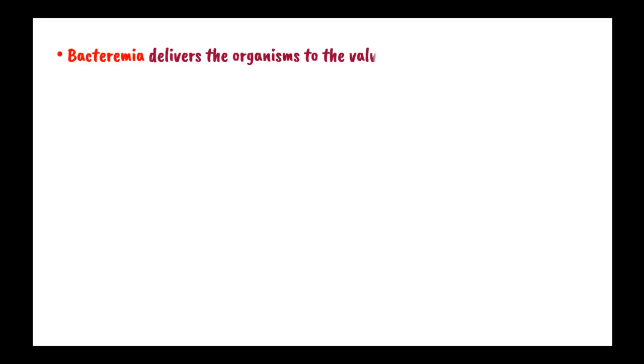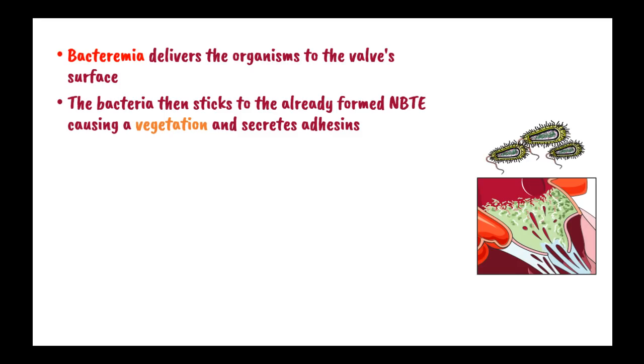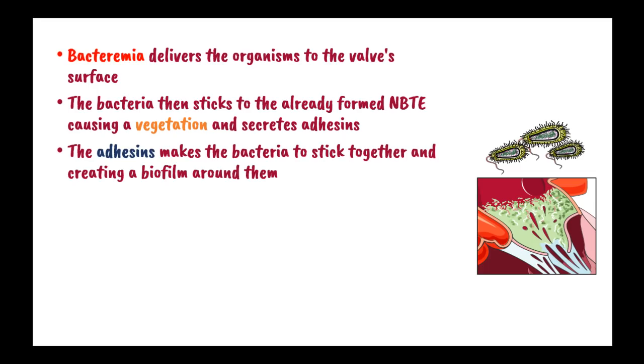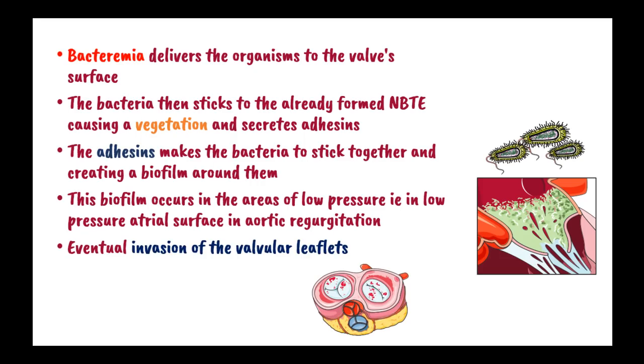Bacteremia delivers the organism to the valve surface, and the bacteria then stick to the already formed nonbacterial thrombotic endocarditis, causing vegetation and secreting adhesions. The adhesions make the bacteria stick together, creating a biofilm around the bacteria. This biofilm occurs in areas of low blood pressure, such as low pressure arterial surfaces in aortic regurgitation, and this eventually causes valvular leaflet infection.